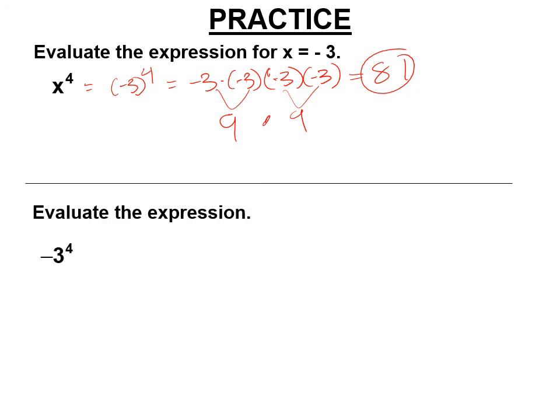What's this? All right, so this is negative. I'm going to write it this way. 3 times 3 times 3 times 3. So this is negative 81. Right. We want parentheses unless there's a good reason not to.